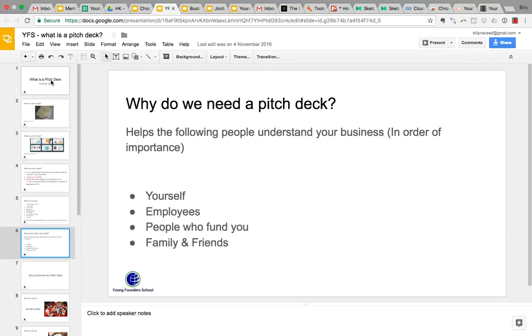So why do you need a pitch deck? Obviously, it is to help yourself and your employees to get a vision of what the business is going to do. In this weekend, remember, we don't create the actual business. We're happy to help people do that afterwards. But here it's a process of thinking about the ideation side and creating the pitch deck.